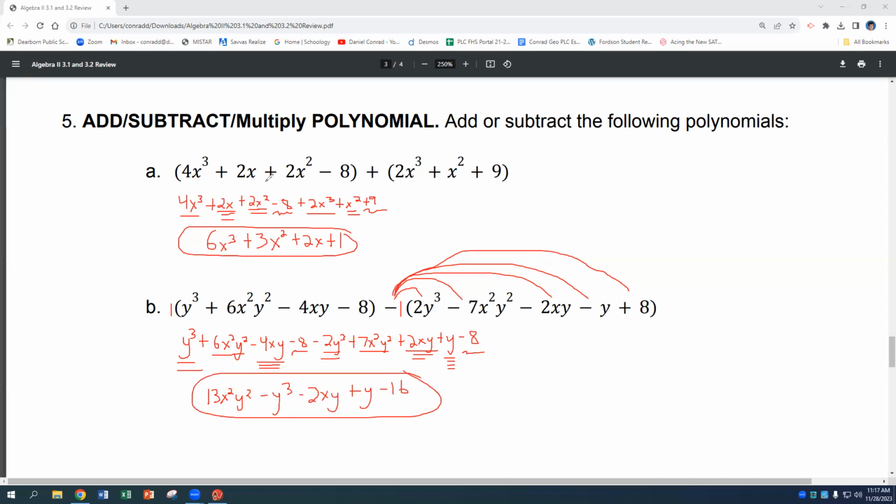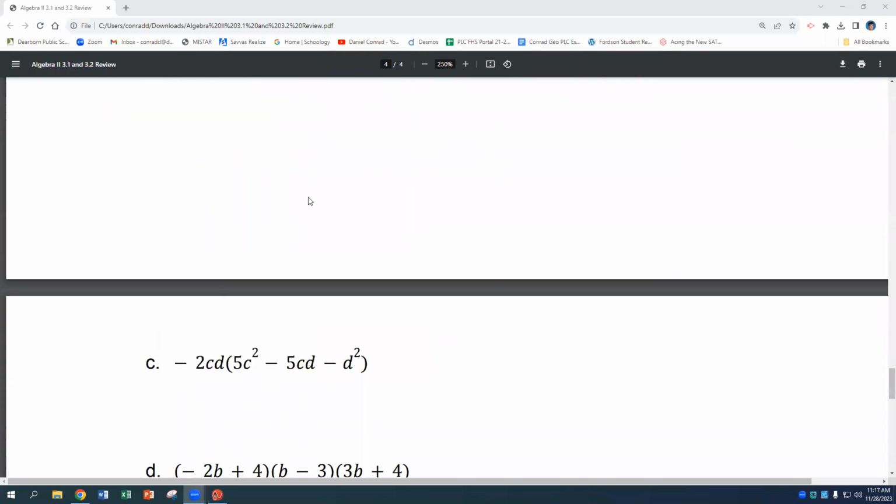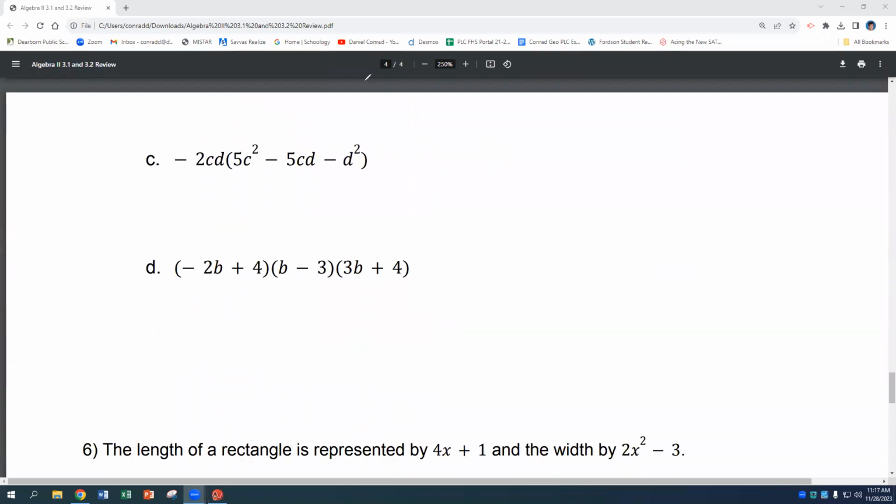So I have an addition problem and a subtraction problem. All right, the next two are going to be multiplication problems. So we need to distribute, use our distributive property. So let's see, negative 2cd times 5c squared, that's going to be negative 10 c to the third, and then d, right? Remember, when you are multiplying, you have to add the exponents together.